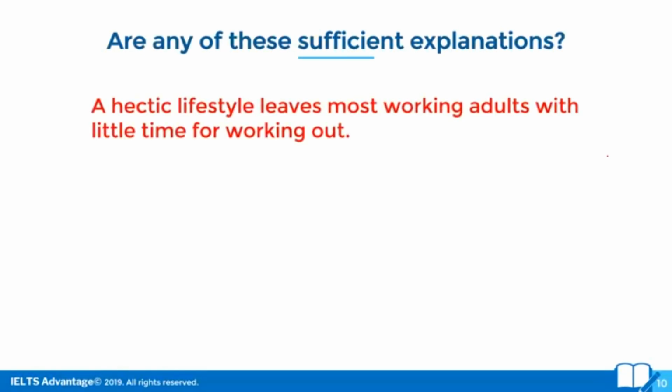So let's have a look at some example explanations and think about if any of these are sufficient, if any of these are effective. A hectic lifestyle leaves most working adults with little time for working out. So this is your topic sentence. This is your main argument. Let's have a look at these reasons.